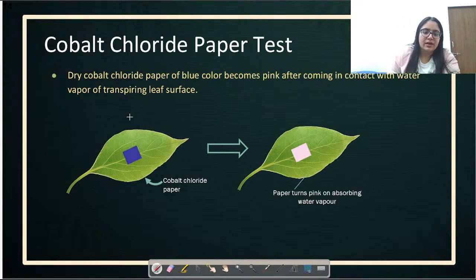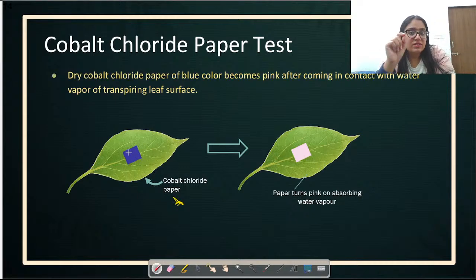Yes, correct, Neha. So what will happen? A dry cobalt chloride paper will be put on the surface of the leaf, and if this leaf is transpiring, then the water in the form of vapors will come out, and when the cobalt chloride paper comes in contact with the water, it will change into pink color. So if the dry cobalt chloride paper changes into pink, it gives the indication, yes, this particular leaf is transpiring. Right? I hope this is very simple and clear.